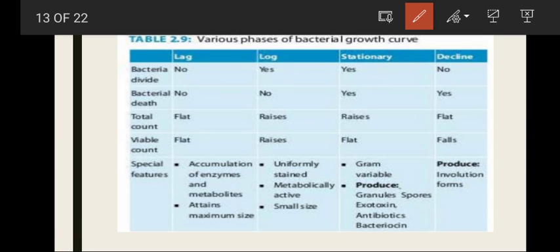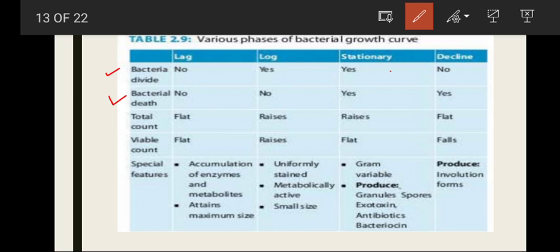Here you can see various phases of the bacterial growth curve. Do bacteria divide in lag phase? No, but they do in log phase and stationary phase. In decline phase, the bacterial division is completely stopped. Is there bacterial death? The lag phase is the starting phase to multiplication of the bacteria, so there is no death.